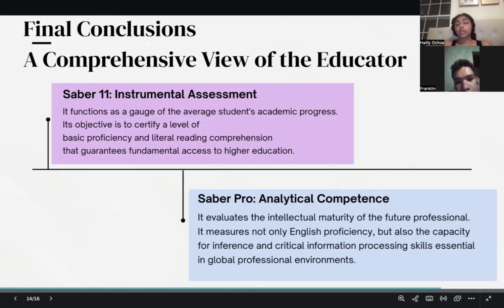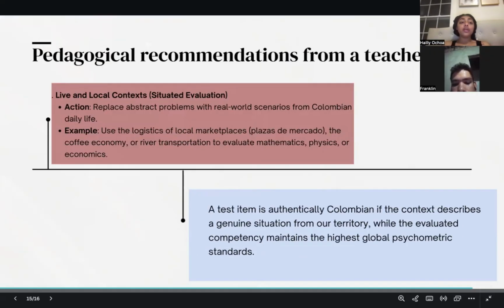And Saber Pro is like analytical competence. It evaluates the intellectual maturity of the future professional. It measures not only English proficiency, but also the capacity for inference and critical information processing, skills essential in global professional environments. Those are pedagogical recommendations from a teacher.